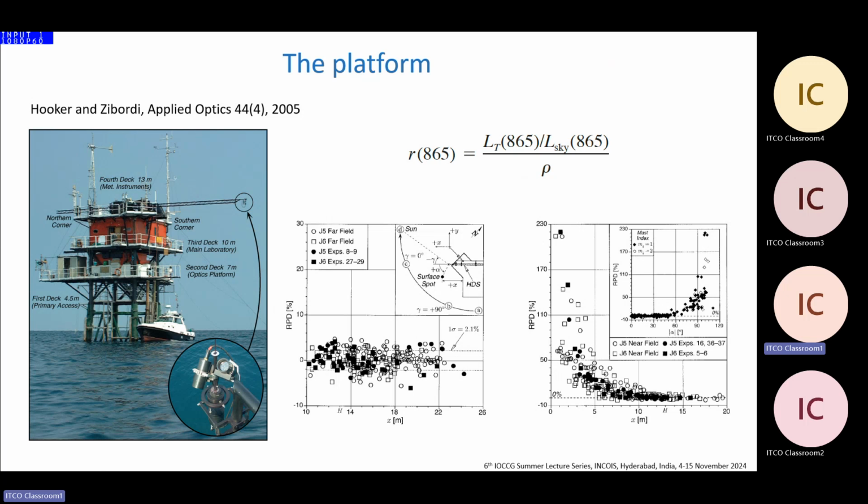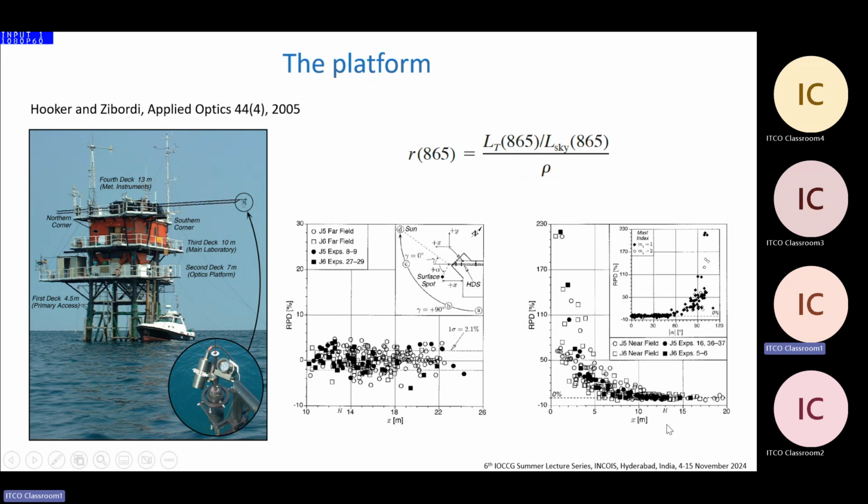Another example of this is an experiment that was done from this big tower, which is installed in the Adriatic Sea, close to Venice. They were doing a similar thing, but you see they have this long arm coming out of the platform. So they can put the sensor further and further away from the platform and look at whether there is any change in what they measure.